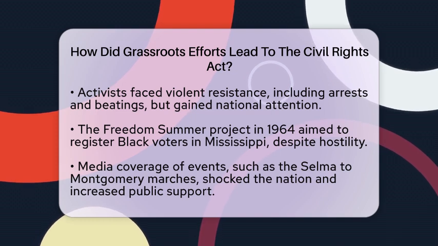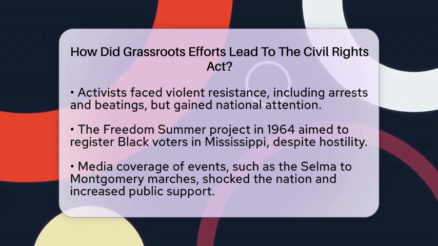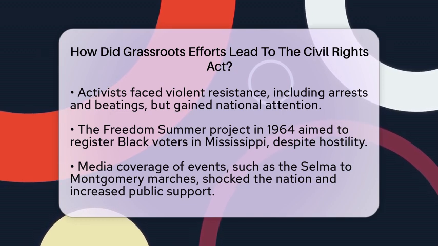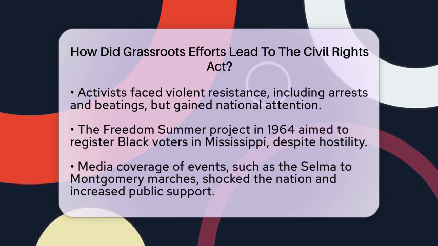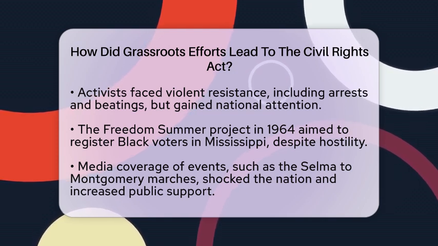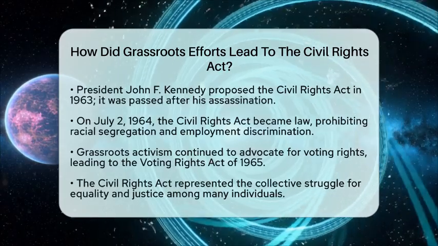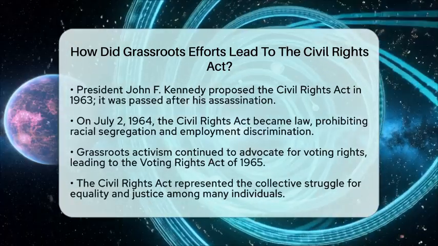The persistence of grassroots activism pressured political leaders to take action. President John F. Kennedy proposed the Civil Rights Act in 1963, but it was after his assassination that President Lyndon B. Johnson pushed the bill through Congress. On July 2, 1964, the Civil Rights Act became law, outlawing racial segregation in public accommodations and employment discrimination.